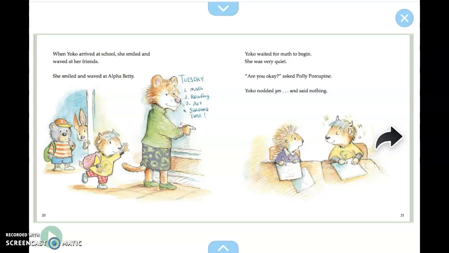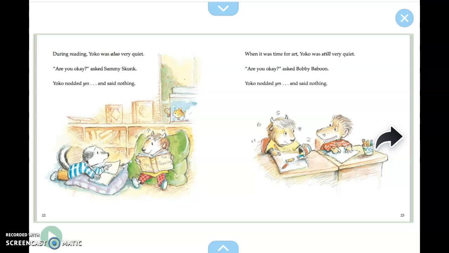When Yoko arrived at school, she smiled and waved at her friends and Alpha-Betty. Yoko waited for math to begin. She was very quiet. Are you okay? Asked Polly Porcupine. Yoko nodded yes and said nothing. During reading, Yoko was also very quiet. Are you okay? Said Sammy Skunk. Yoko nodded yes and said nothing. When it was time for art, Yoko was still quiet. Are you okay?